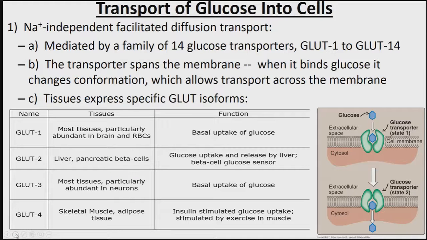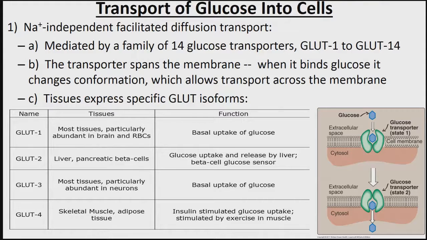Okay, so in order to do glycolysis, first thing we got to do is we actually have to get glucose into the cell. So we have a family of glucose transporters, and right now we're talking about sodium-independent facilitated diffusion. So this is just going to go with the concentration.